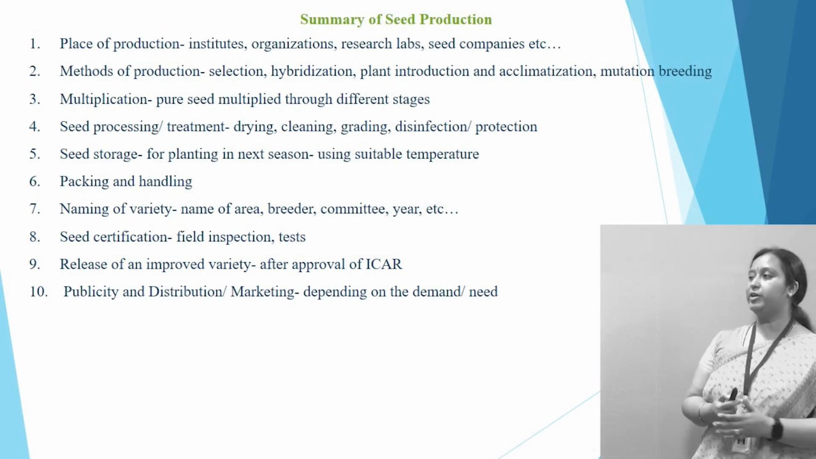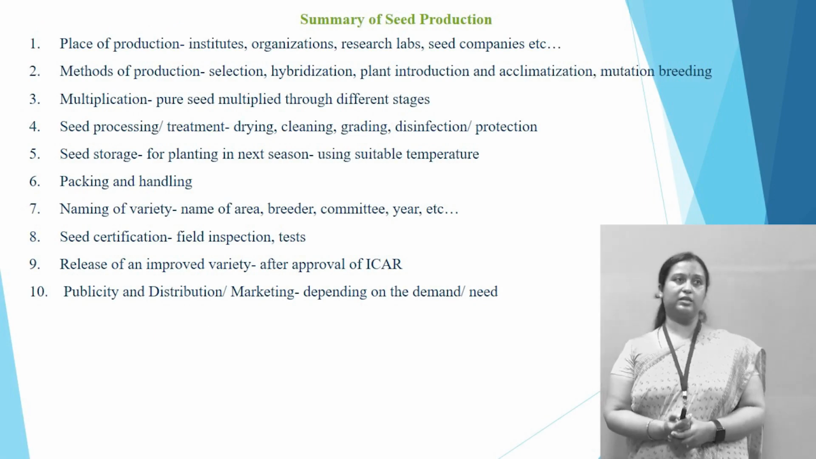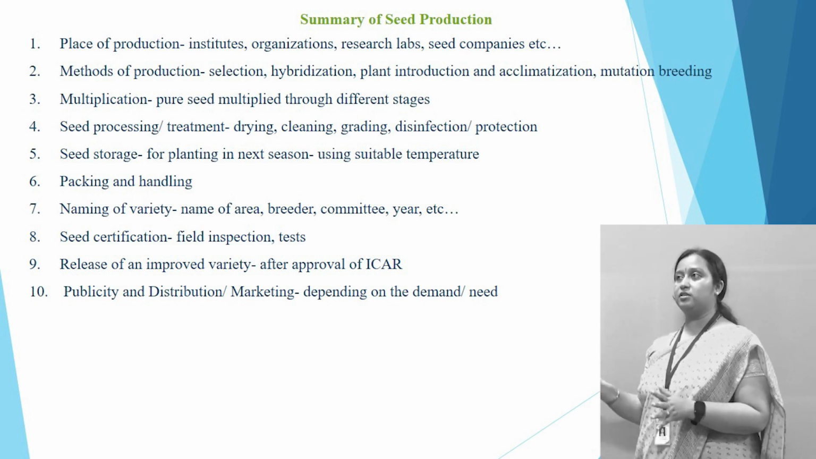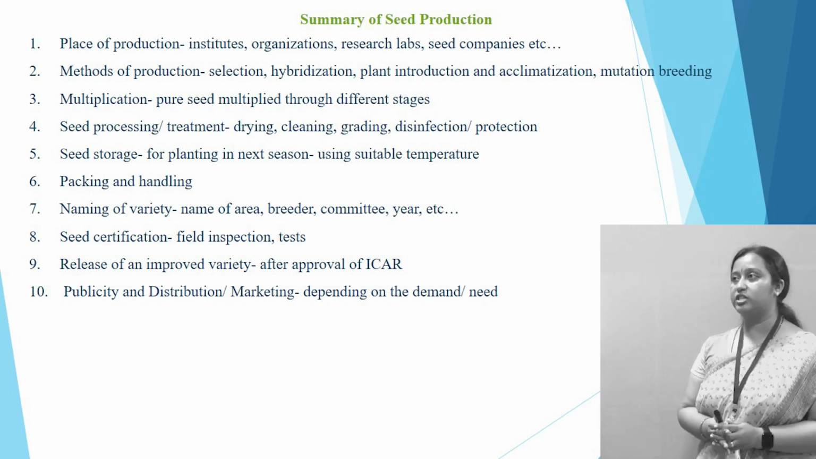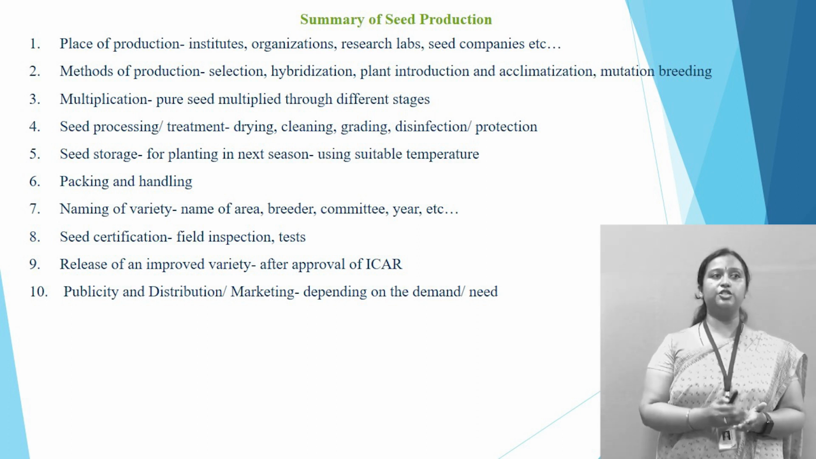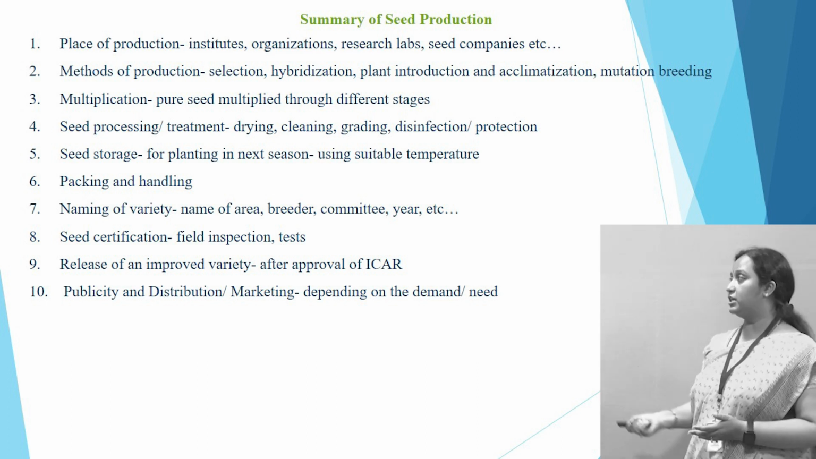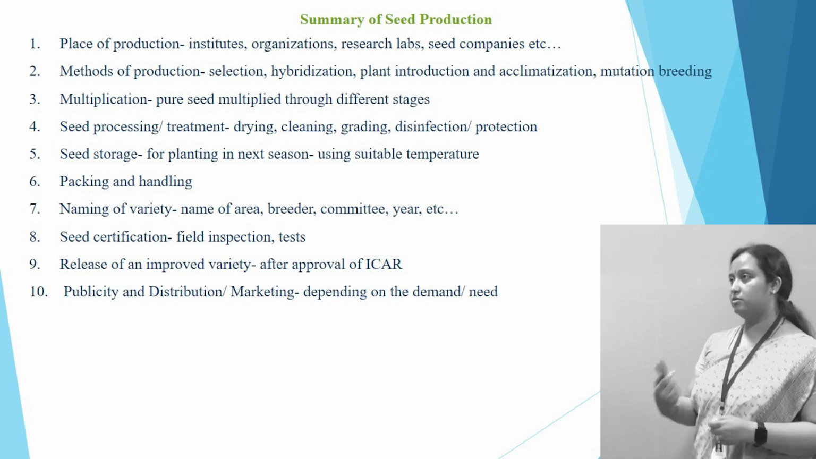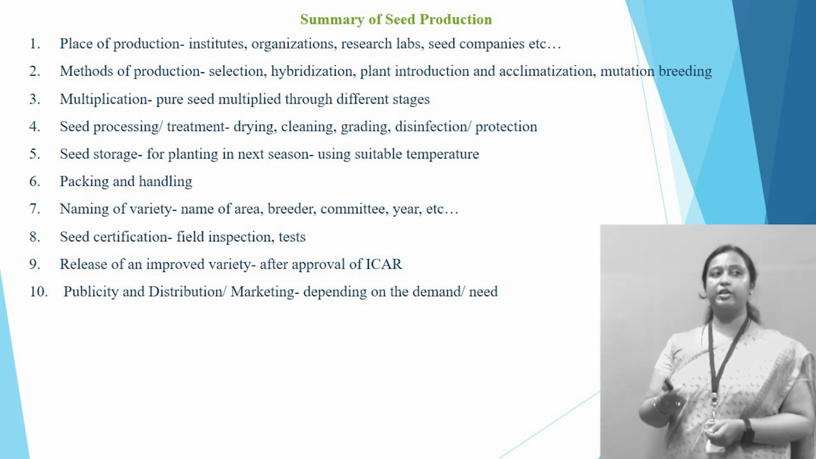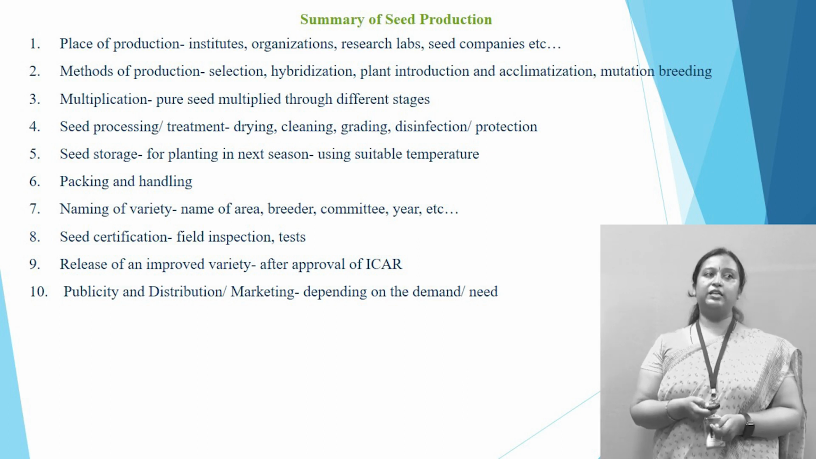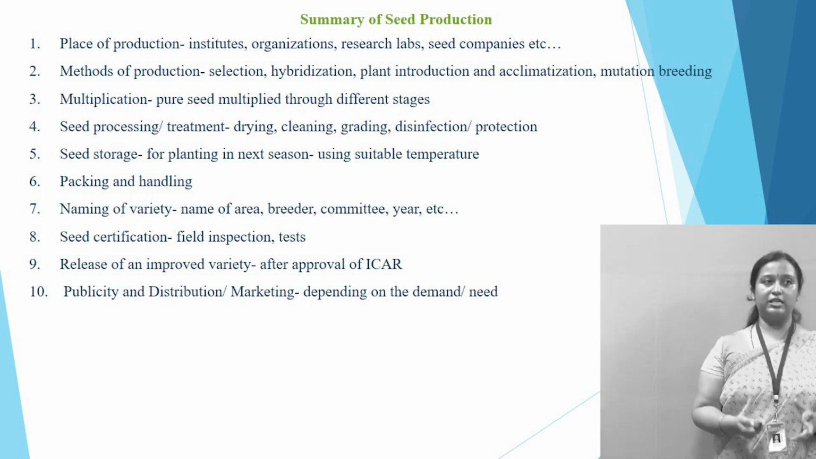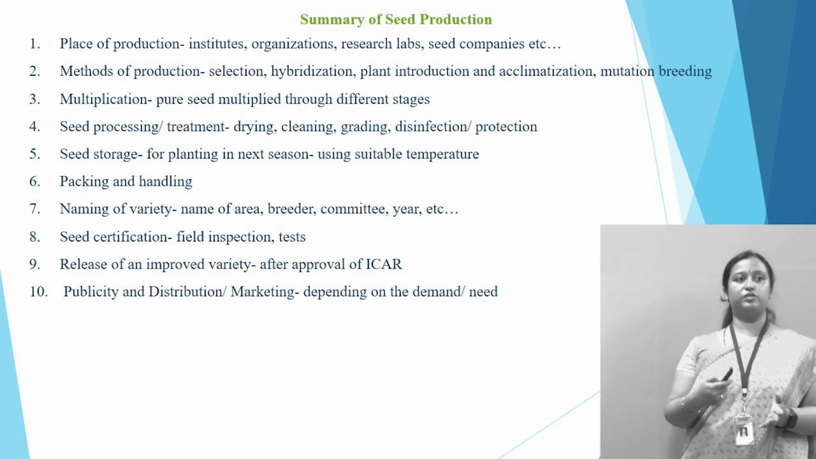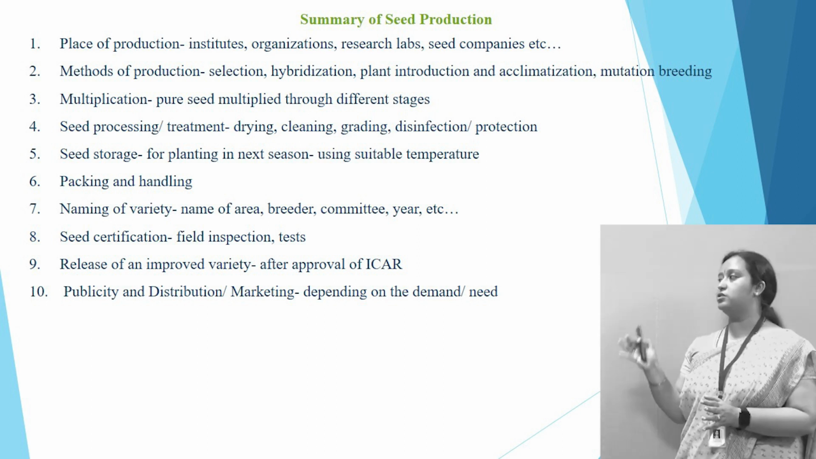And coming to the final summary of the topic, seed production starts from the place of production, where general seed technology and production techniques take place in places like institutes, organizations, research labs, seed companies, and plant breeding organizations. The methods of production to develop a new variety, where different breeding programs and methods will be applied. And multiplication, as I said, pure seeds are multiplied through different stages. Seed processing or treatment involves drying, cleaning, grading, disinfection, and protection.